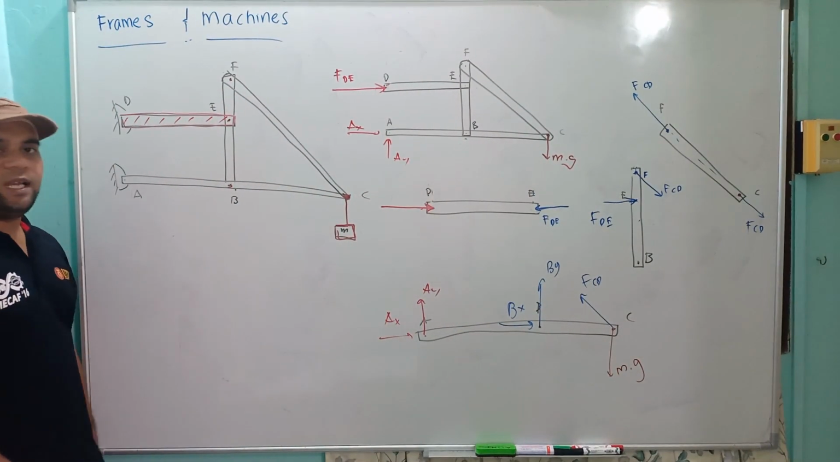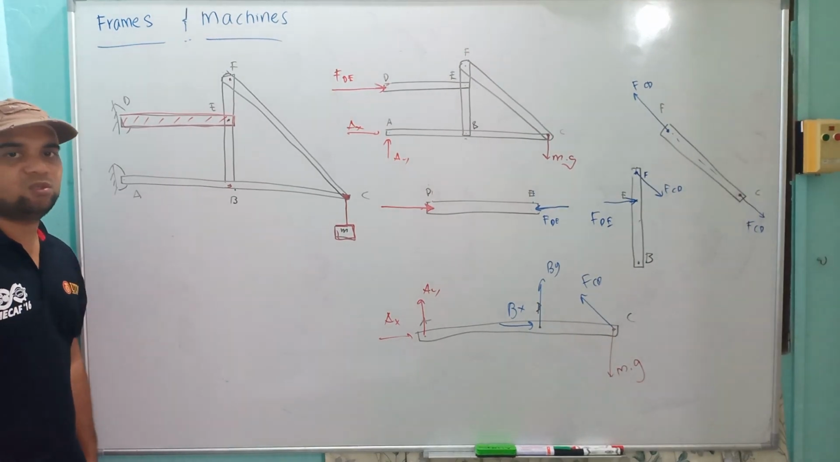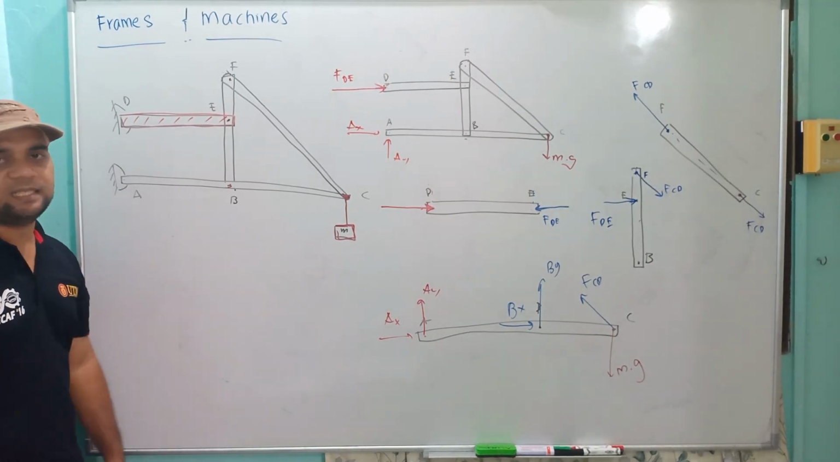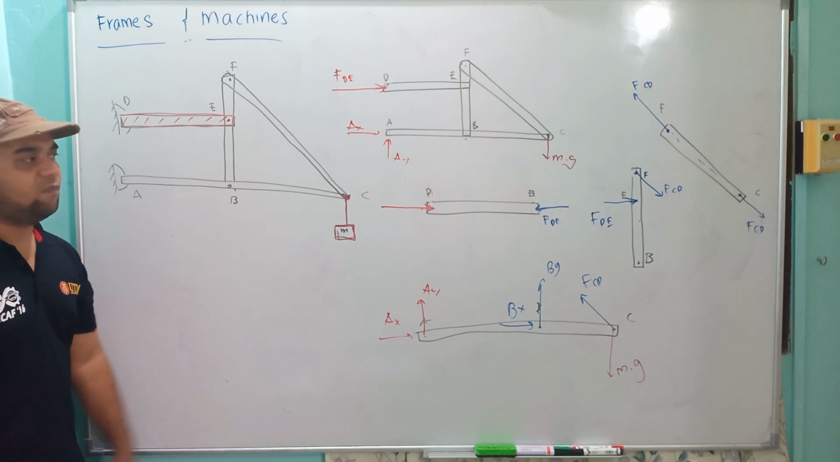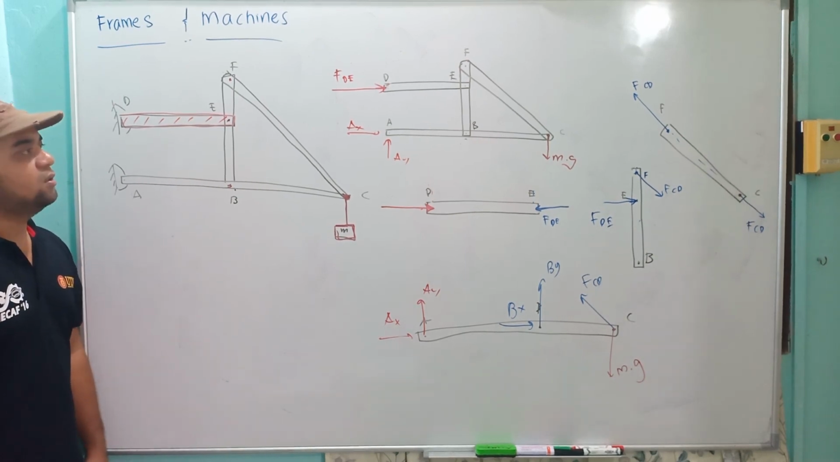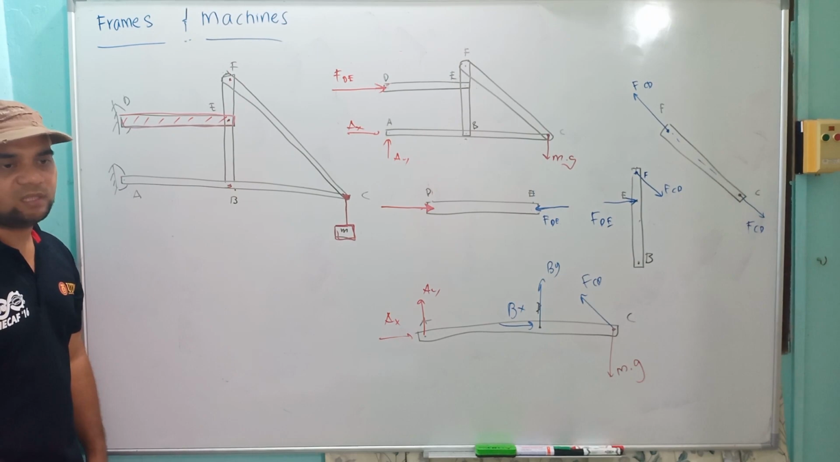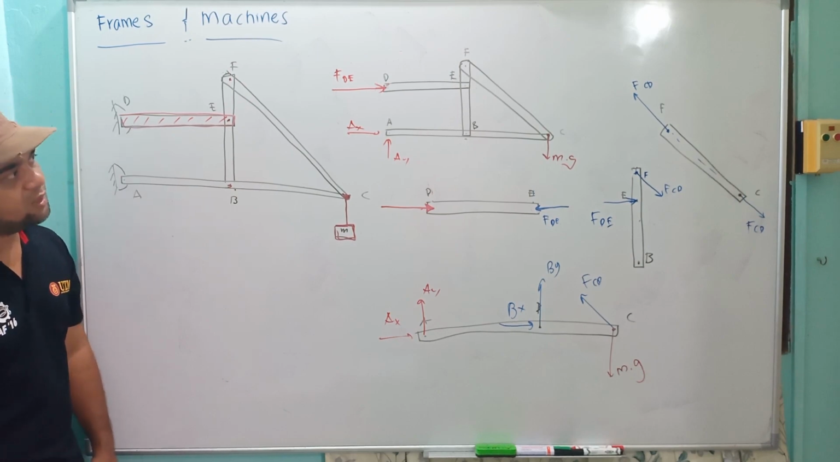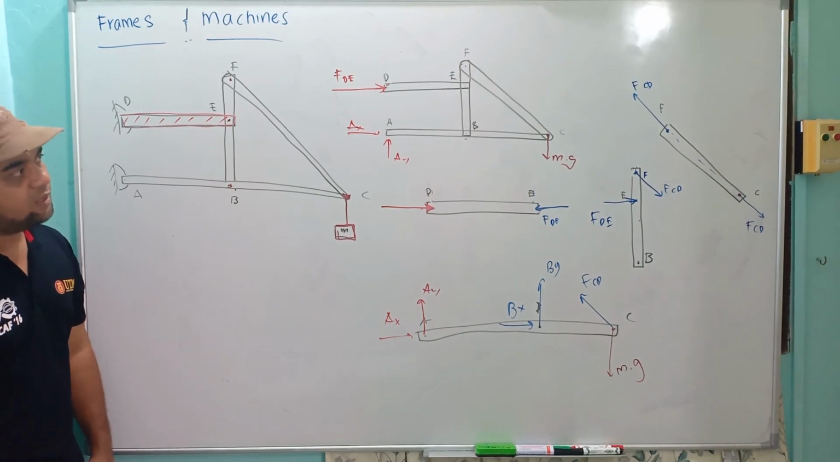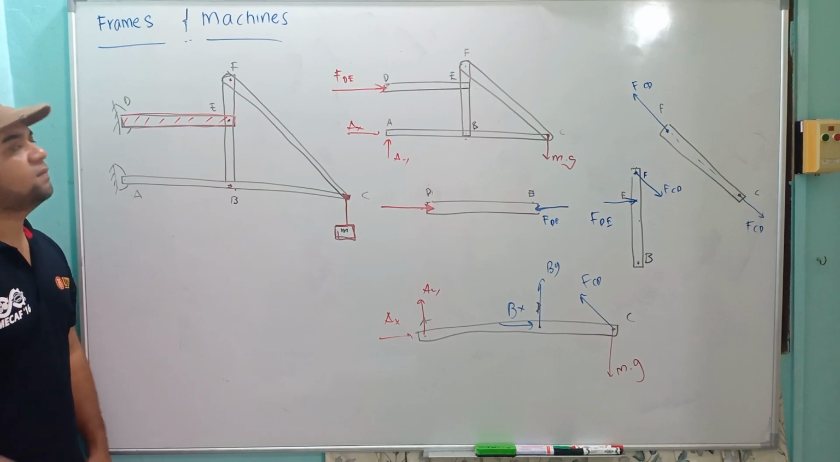That's how we draw the free body diagram. So the next stage is to do the analysis. We'll go through several examples in terms of frames and also machines, using methods to solve frames and machines. Okay, so see you in the next part, which is solving problems involving frames and machines.